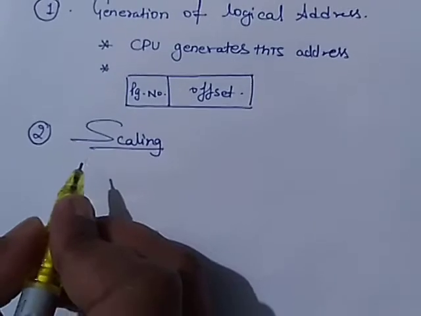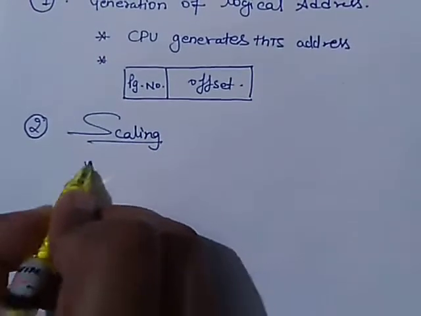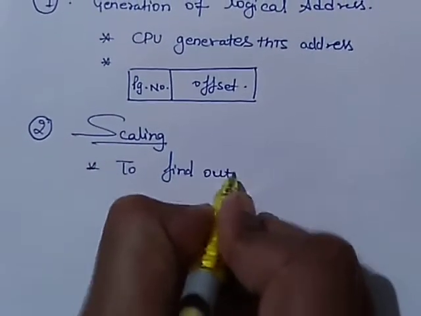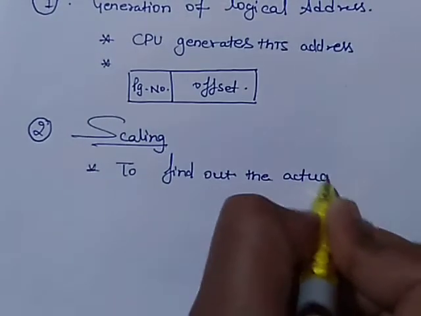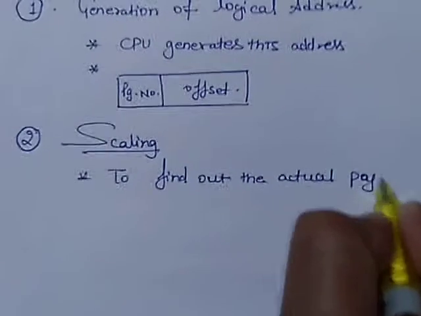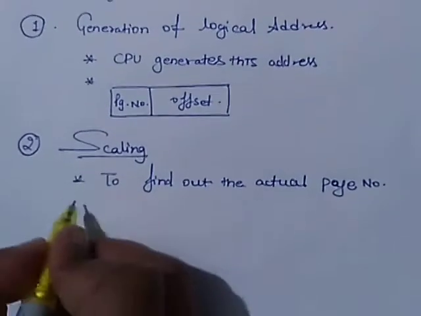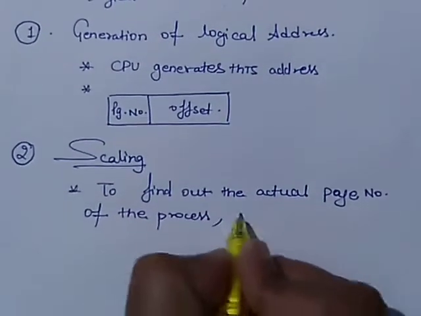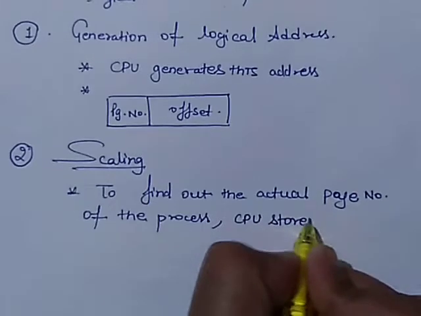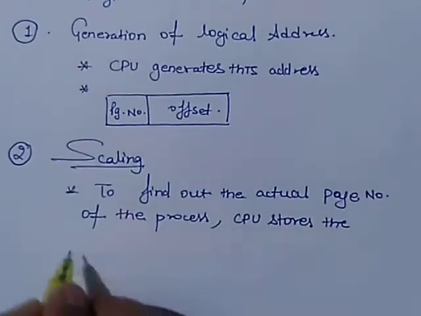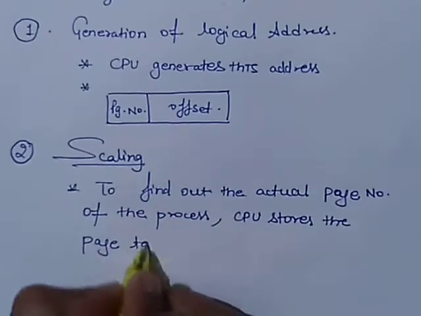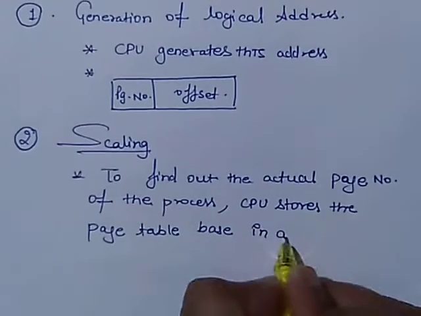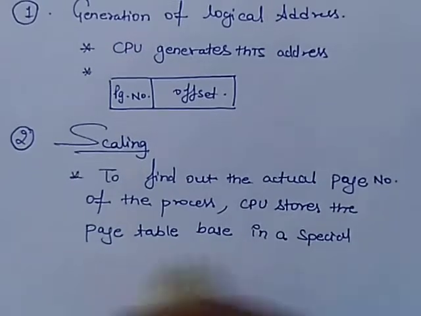Now in this, to find out the actual page number of the process, the CPU stores the page table base in a special register.